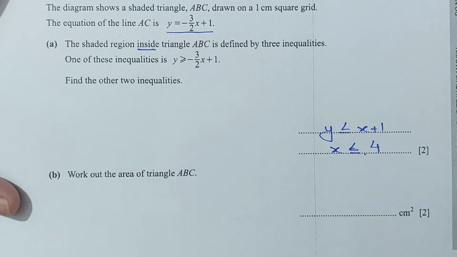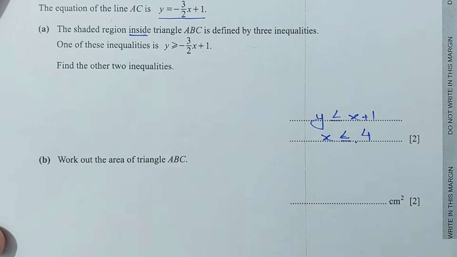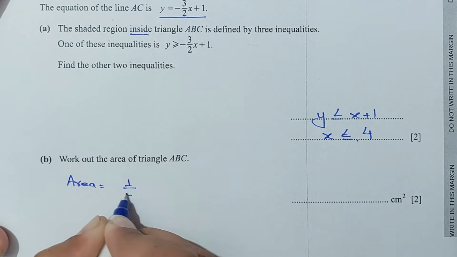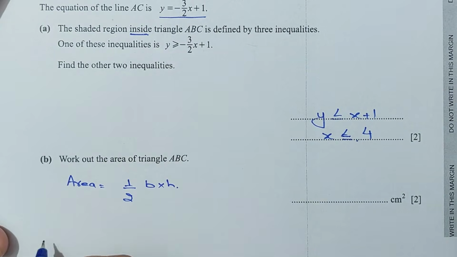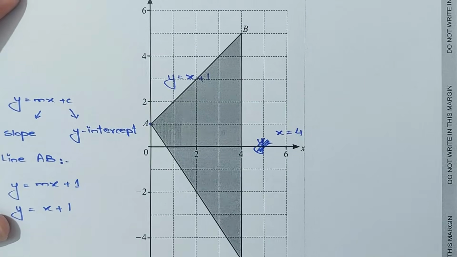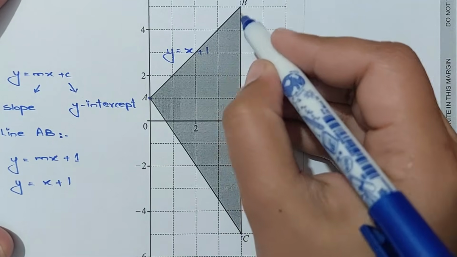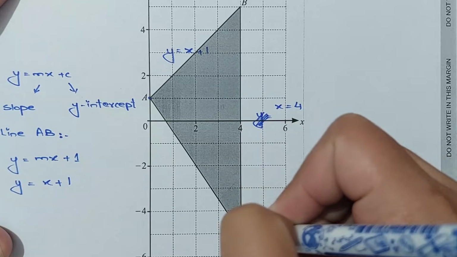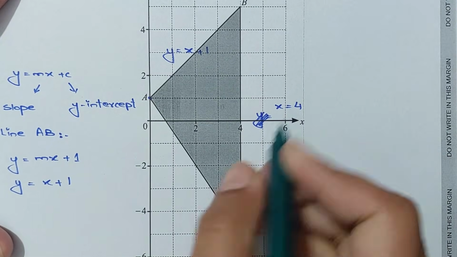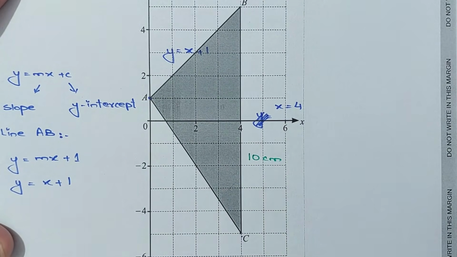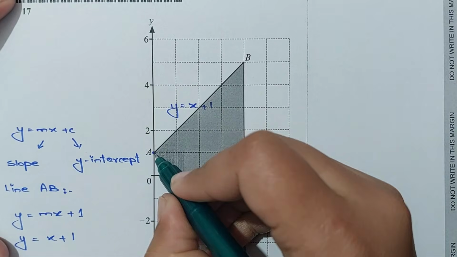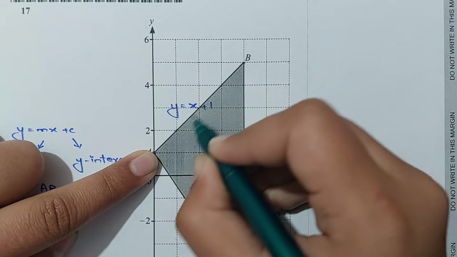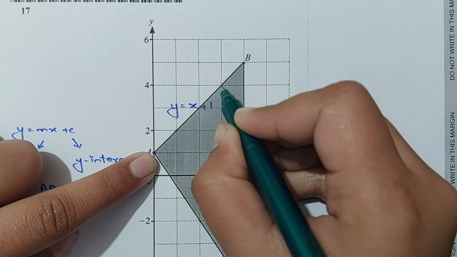Now for part B, work out the area of the triangle ABC. So the formula for area of a triangle is half base times height. Let me figure out the base and the height. This is 1 2 3 4 5 6 7 8 9 10. So B to C is 10 centimeters because it is on a 1 centimeter square grid. And as you can see, AB, this line, the middle one. So 1 unit, 2 unit, 3 unit and 4 unit.